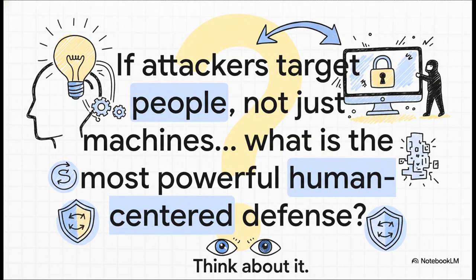So I'm going to leave you with one final question to chew on. If the biggest vulnerability isn't in the code, if it's in our own psychology, what does that mean for defense? If attackers are targeting people, not just machines, what's the single most powerful human-centered defense we could possibly build? It can't be a firewall, right?